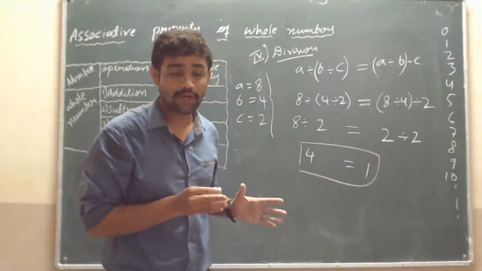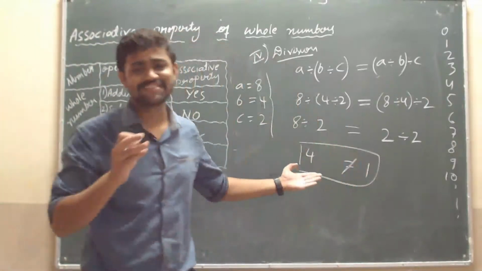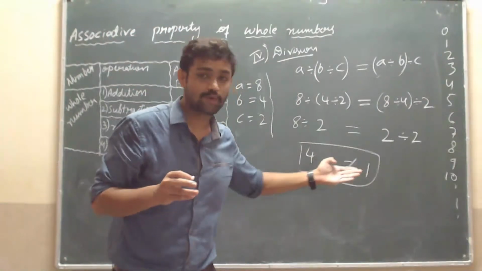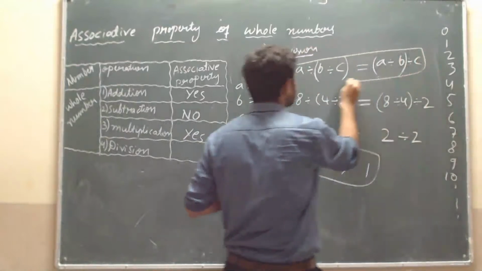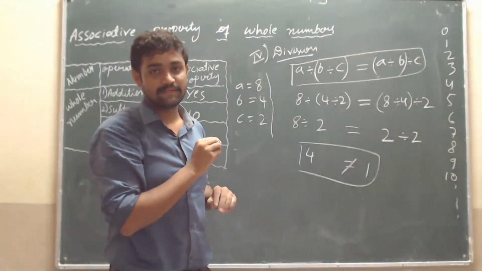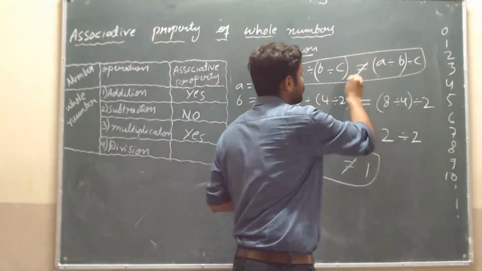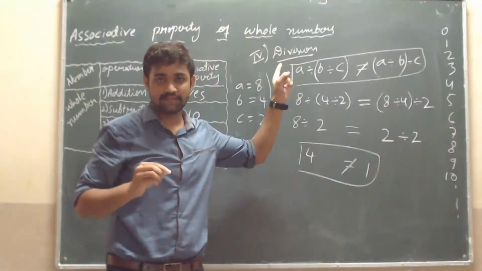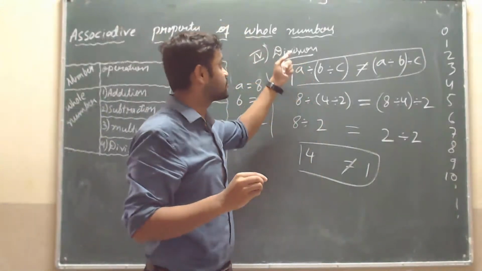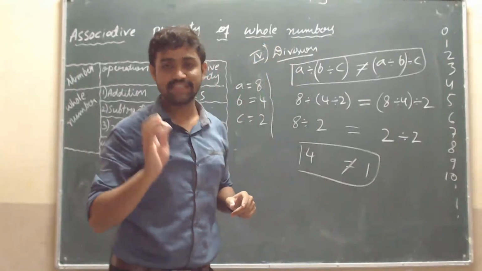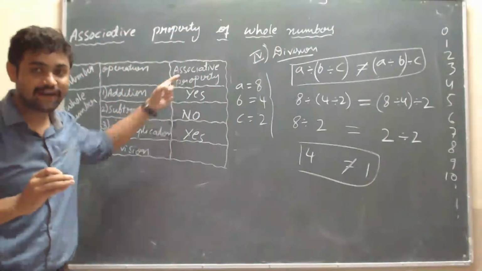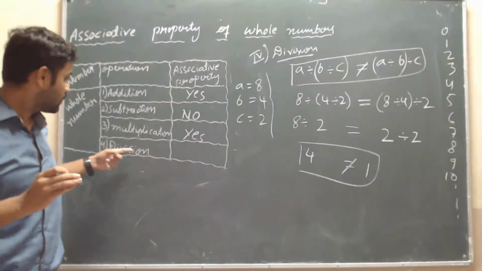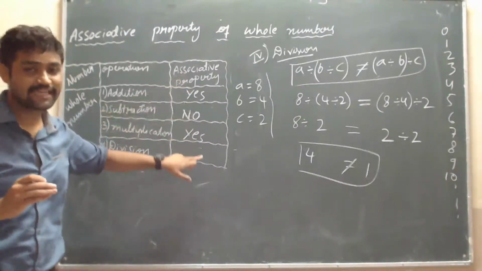Whether 4 is equal to 1? You know that 4 is not equal to 1. Then we can say that A divided by B divided by C is not equal for whole numbers. This equation is not equal for whole numbers. Then we can also say that whole numbers are not associative under division.